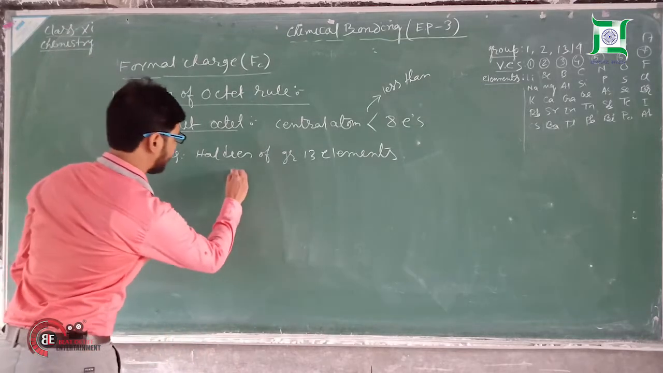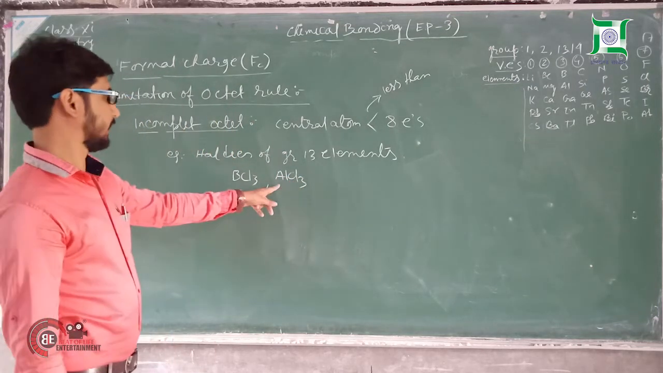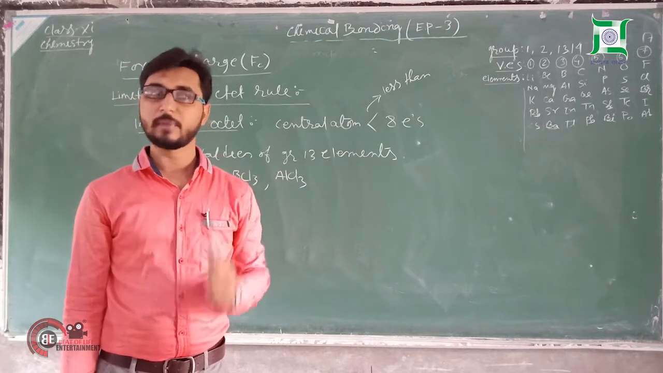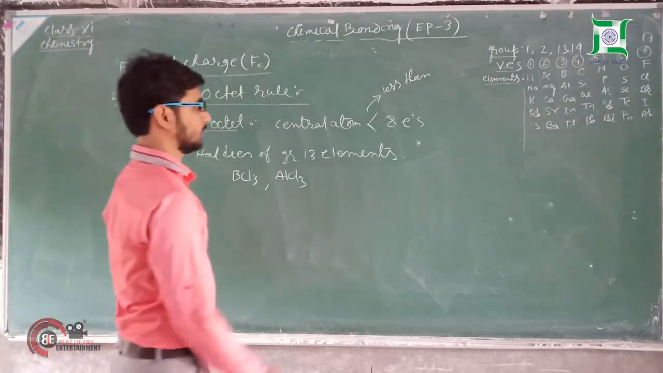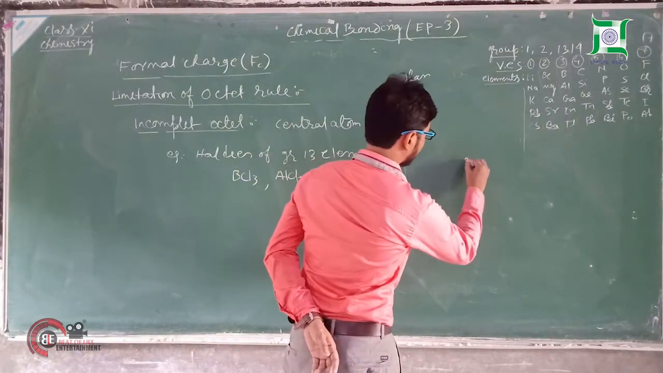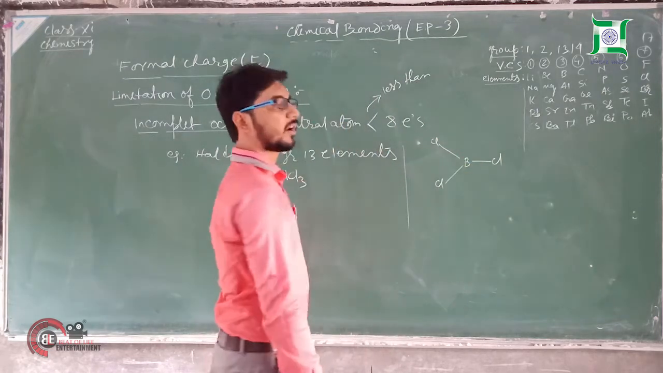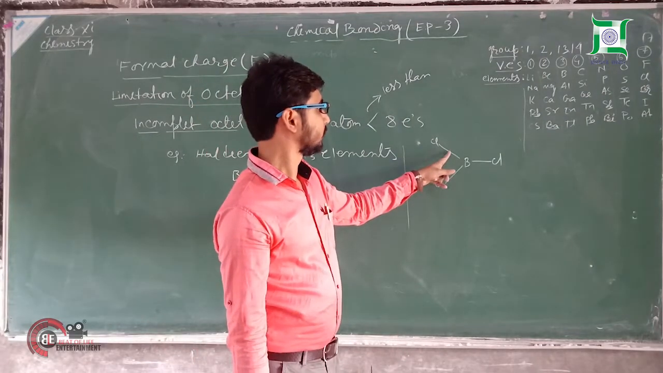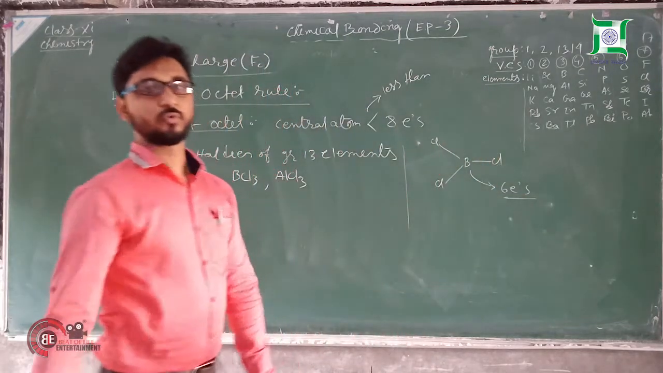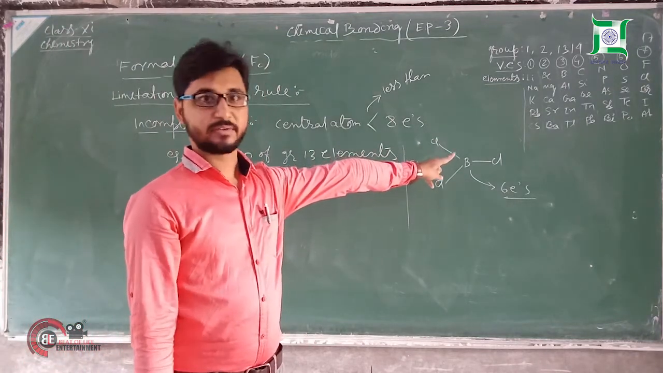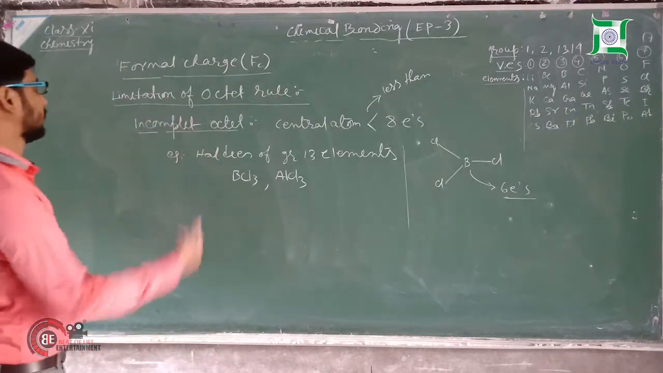For example, BCl3 or AlCl3, because in that case the central atom has only 3 valence electrons, so they are able to form only 3 covalent bonds with a maximum of 6 electrons. Let us see the structure of BCl3. The structure of BCl3 is like that, Cl, Cl, Cl. So surrounding boron there are a total of 3 covalent bonds, meaning 6 electrons. So the octet rule is not valid here, क्योंकि here the central atom has only 6 electrons, that is less than octet. Clear? So this is the incomplete octet.